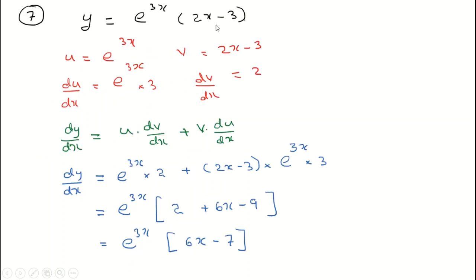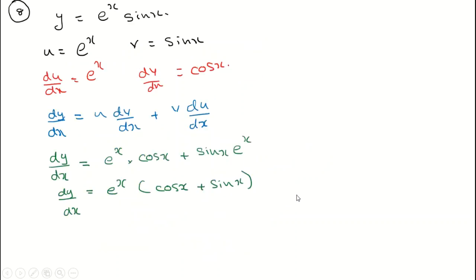E to the power 3x into 2x minus 3. U equals e to the power 3x, v is equal to 2x minus 3. du over dx is equal to 3 e to the power 3x. dv over dx is equal to 2. Then e to the power 3x into 2, plus 2x minus 3 into e to the power 3x into 3. E to the power 3x is common here. Pull that out. It's 2 plus 6x minus 9. So e to the power 3x times 6x minus 7.